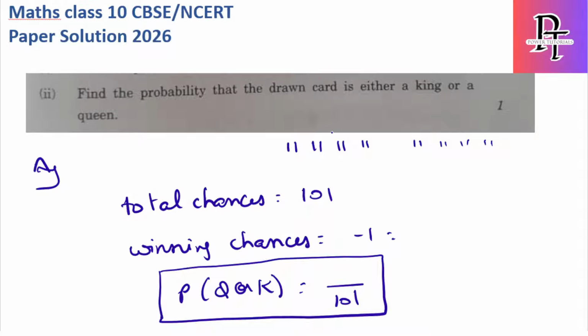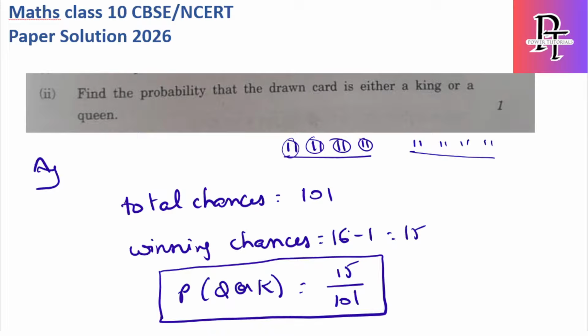So total king or queen. So king or queen here 2, here 2, here 2, here 2. So total 8. And here also we have king or queen as 8. So 8 plus 8 is 16. Not 8. 16 minus 1 is 15. So this answer is 15 by 101, not 7 by 101. Okay, I'm sorry for the correction.